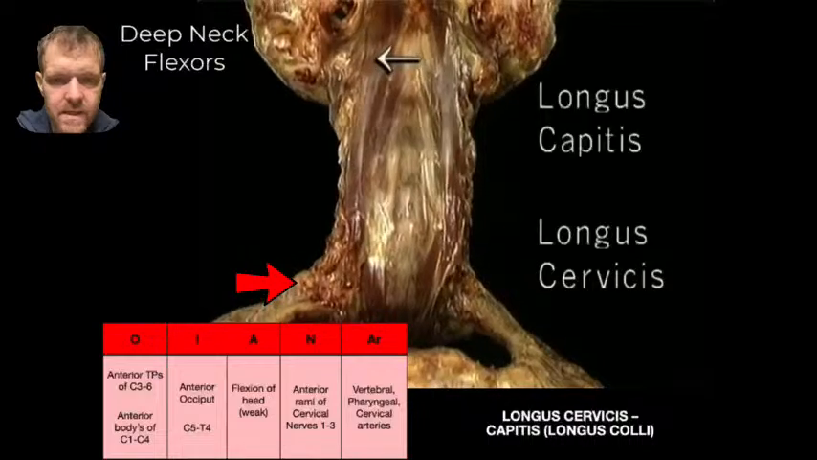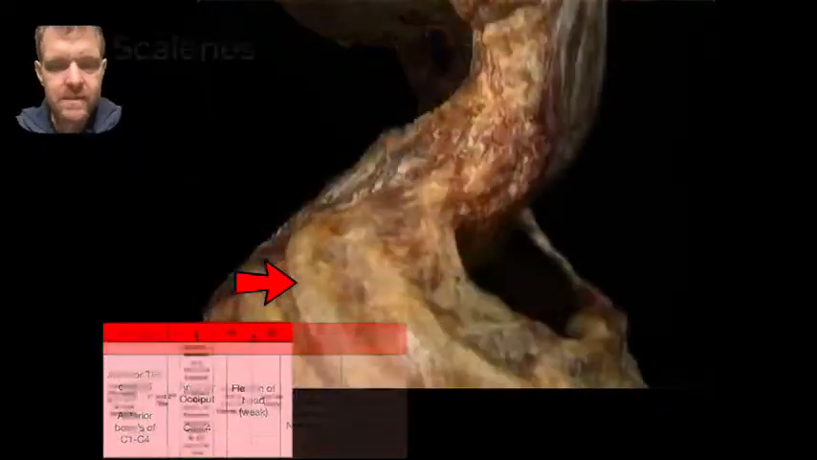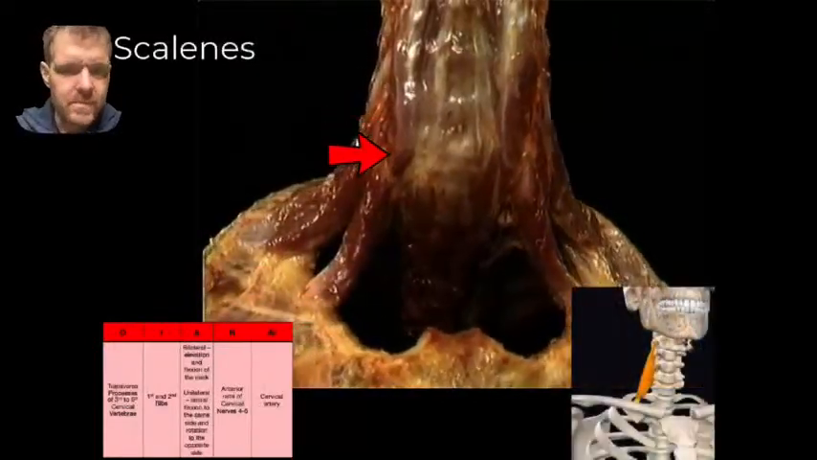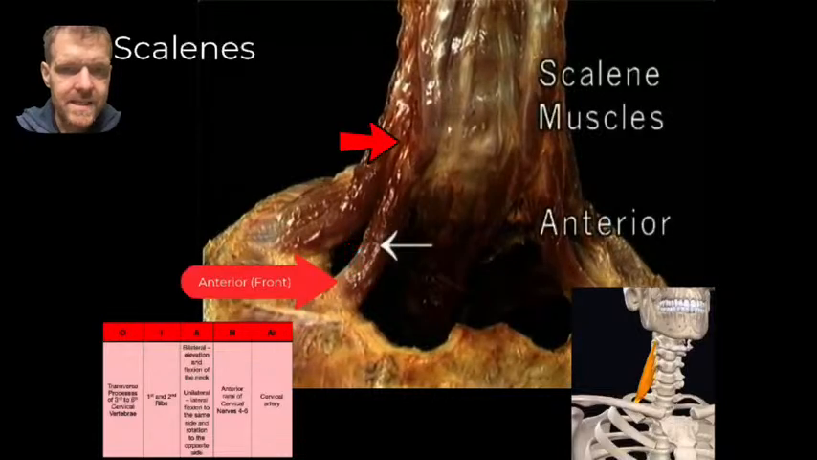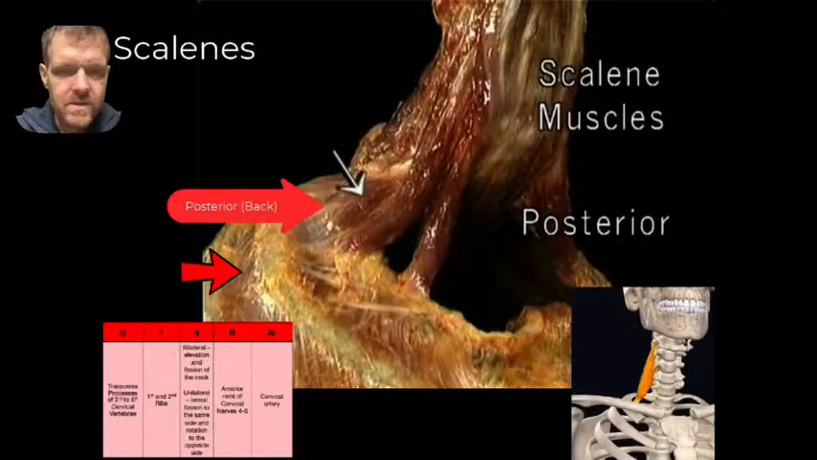Let me just go back here. We'll just skip past this bit. Here we go. Here's the scalenes. So right at the top of the neck, there's your anterior, there's your middle, and there's your posterior just there.